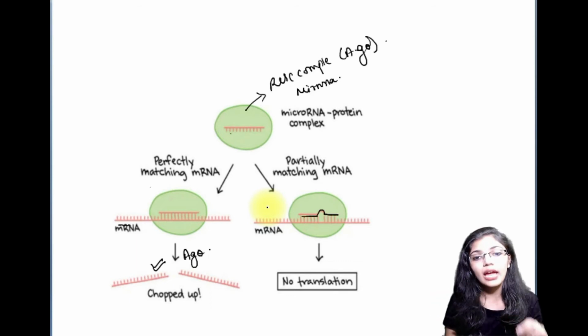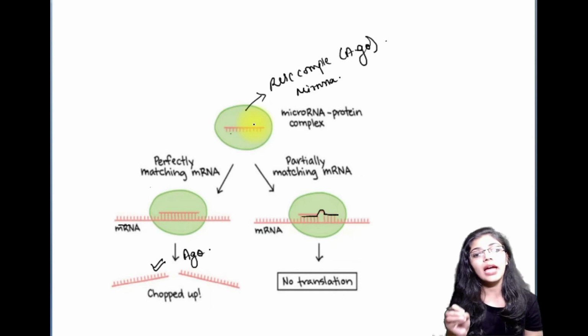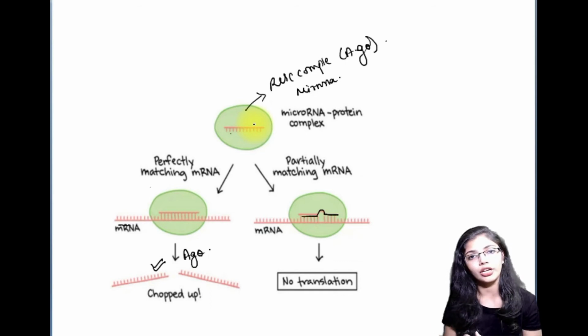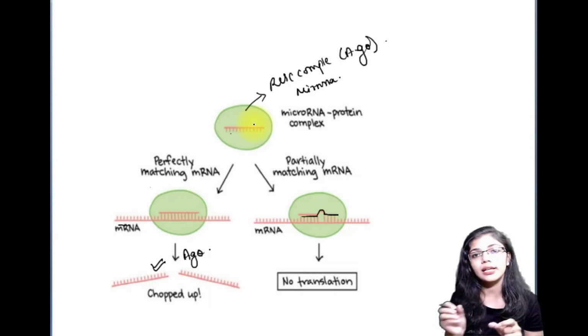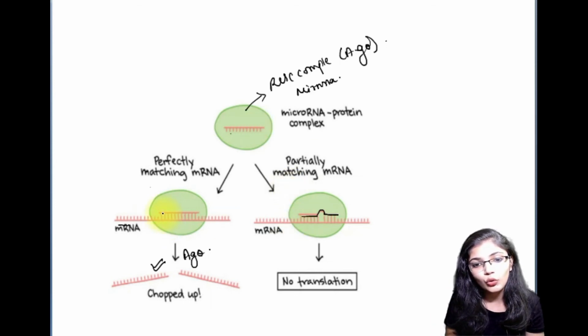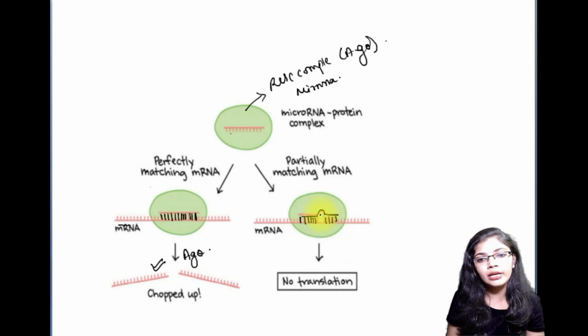We are clear with this? Again, let us discuss this. If the RISC complex along with the miRNA is totally complementary with the 3' UTR region of the mRNA, then the process of chopping will be done with Argonaute. If only some portion of it is binding, say here in this region the total portion is complementary with the mRNA, the miRNA and the mRNA are totally complementary, here chopping is done. In this region only some portion of the miRNA and mRNA is complementary, here in this region it is not complementary. Here no chopping is done.